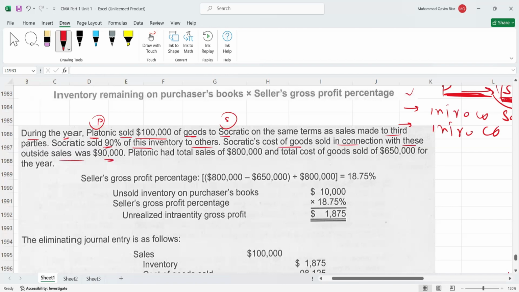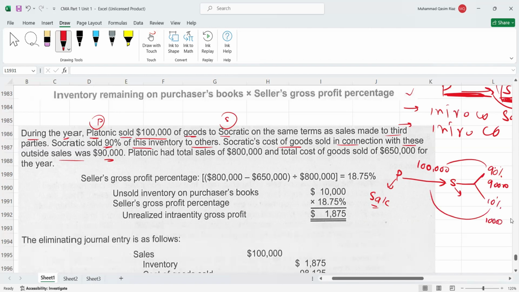If you go through this question, first of all we have a parent. The parent sold goods to the subsidiary for how much? 100,000. Obviously the parent has recorded the sale at 100,000 and the subsidiary has recorded the inventory at 100,000 because he purchased it. Now what happened? The subsidiary sold these goods to a third party, 90%. 90% means 90,000, 90% of this value, right? And 10% he still has unsold. 10% of this value will be how much? 10,000. Right or wrong?